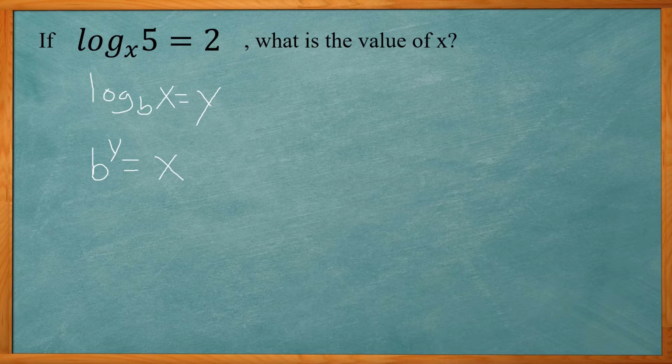So I'm going to rewrite what we have, log base x of 5 equals 2, in exponential form. The base is the x in our case here, raised to the y power, which is 2 in this case, equals 5. Now I've got x squared equals 5. I want to solve for x, so I take the square root of both sides.